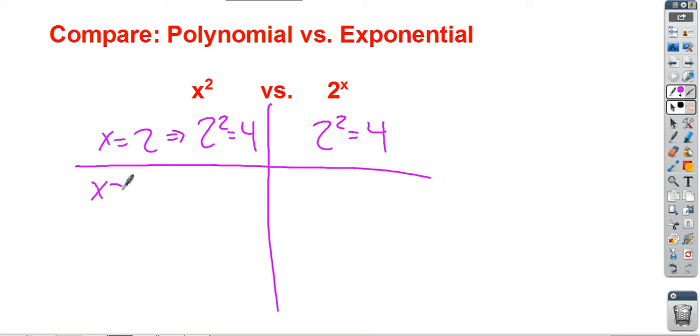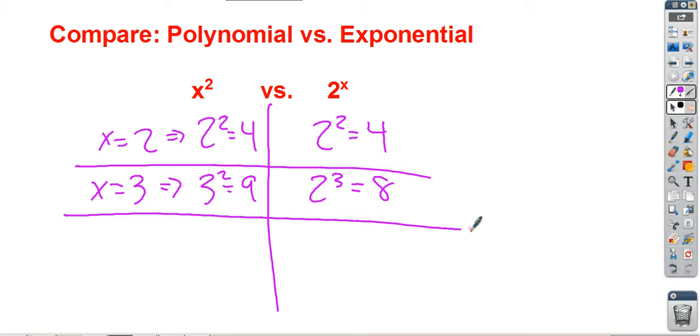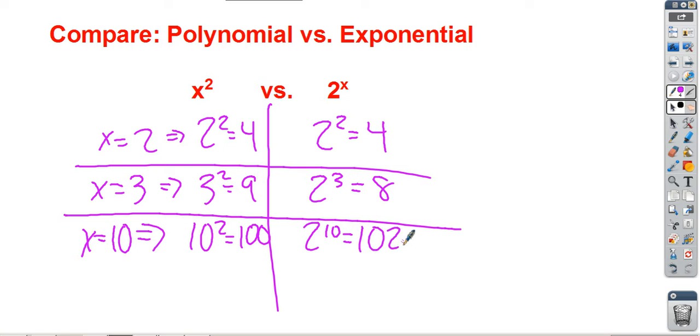Let's try x equals 3. In that case, we'd have 3 squared, which is 9. And this will be 2 to the third, which is 8. So far, it looks like they're pretty even. But the thing that's noteworthy about exponentials is they grow at an incredibly fast rate. So if you plug in x equals 10, this becomes 10 squared, which is 100. And this one right here becomes 2 to the 10th, which is 1,024.